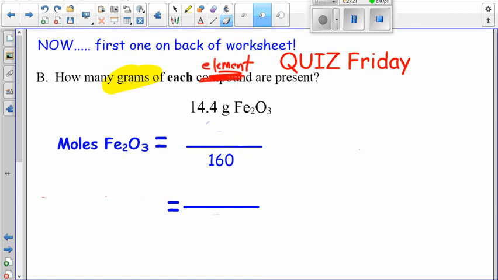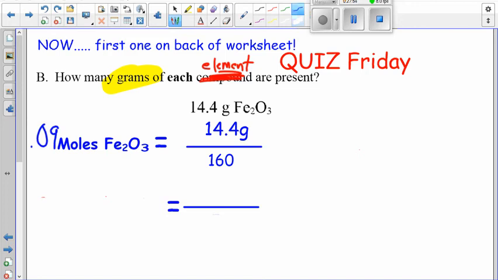So then I'm going to take that mass, 14.4, and divide by 160. What happened there? How many moles of iron oxide am I dealing with? 14.4 divided by 160. You got it: 0.09. Love it. I think most of us feel pretty good about this. This was last week's stuff.